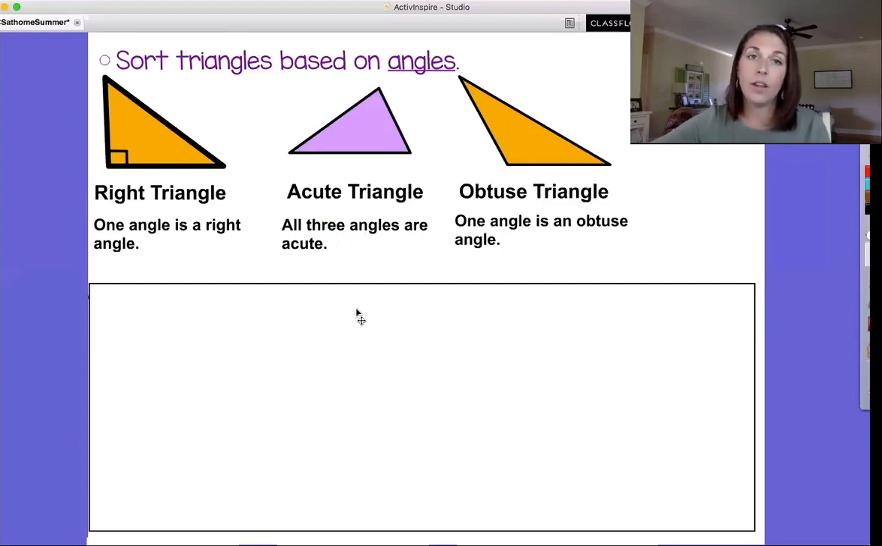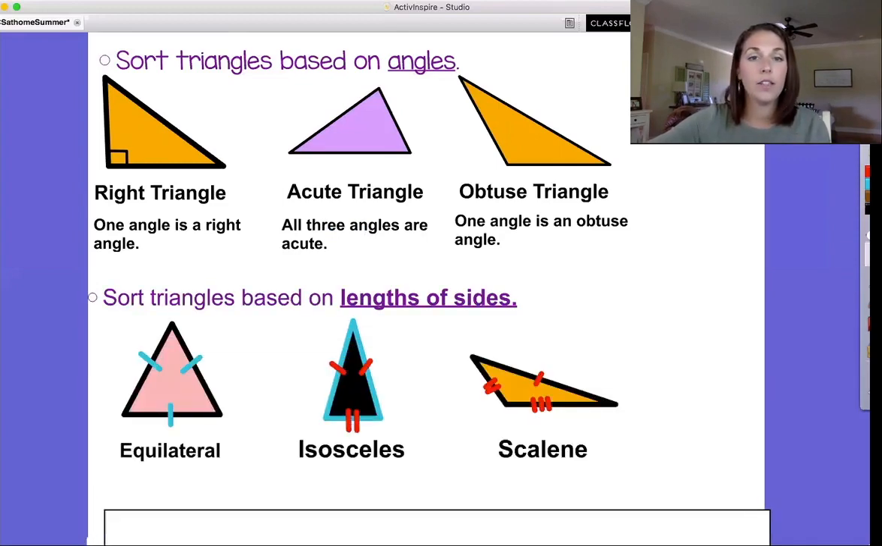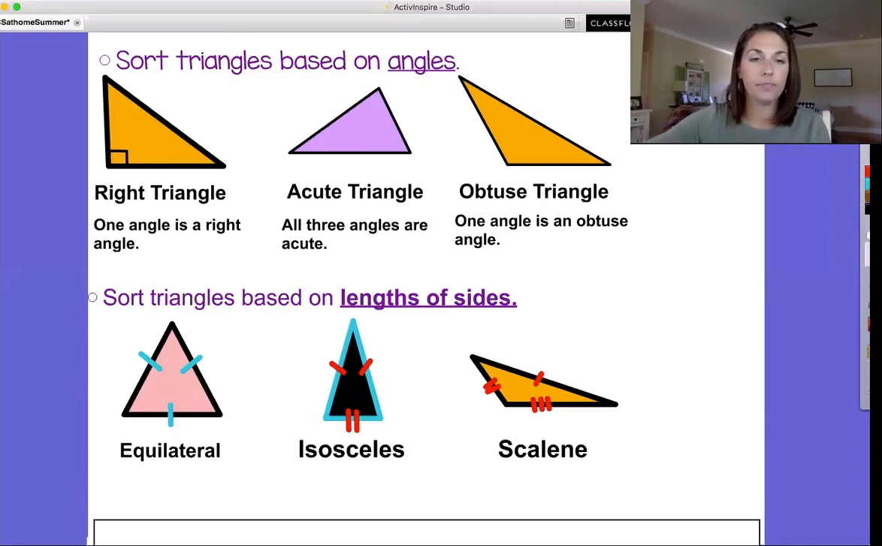All right, so that's sorting our triangles based on angles, but we're also going to sort triangles based on the lengths of the sides.